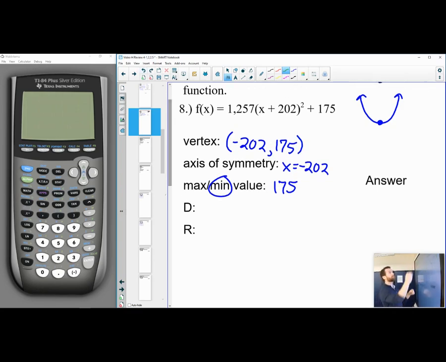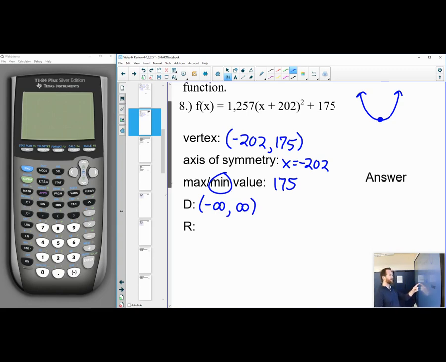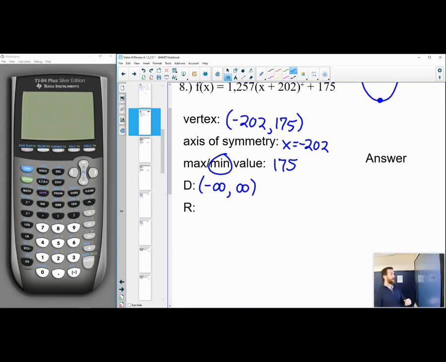Moving right along, domain. For a quadratic, the domain is always the same. It's from negative infinity to positive infinity, or you could say all real numbers, same thing. And the range here, we need to think. There's a minimum value, so basically it's 175 and up. So we're going to start at 175. So in interval notation, we need a bracket around 175 to show that 175 is included in the set, and it's going to go up forever. So it's from there to infinity.